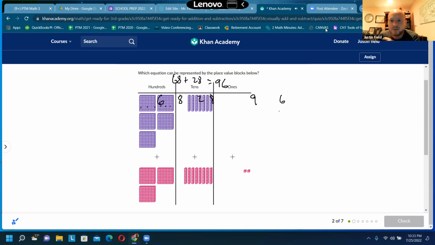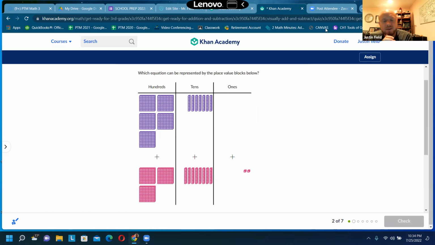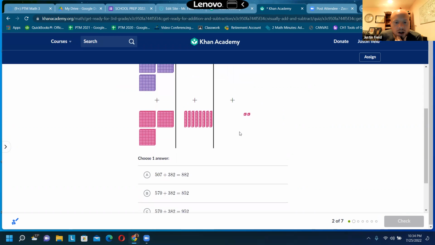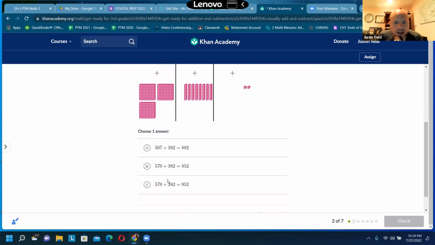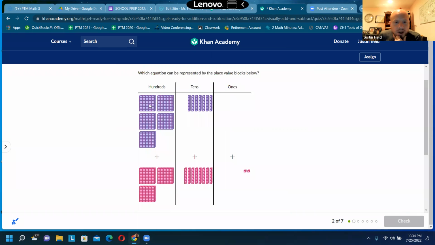That was fine. Which equation can be represented by the place value blocks below? Okay. So again, how many hundreds do we have?